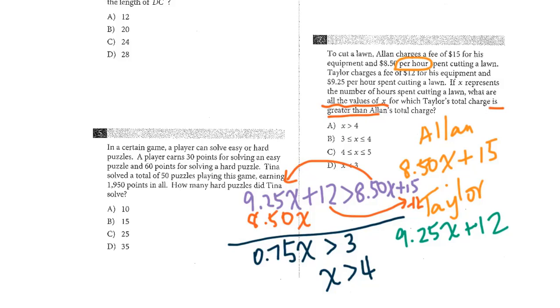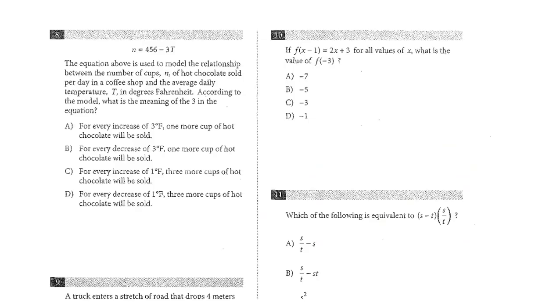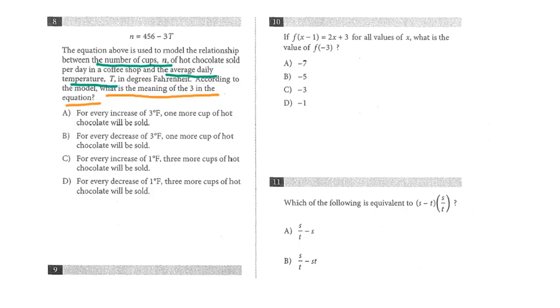So that's the answer. First of all, we know this 3 is a slope. For the slope, it equals y over x. The y value in this situation will be the number of cups.